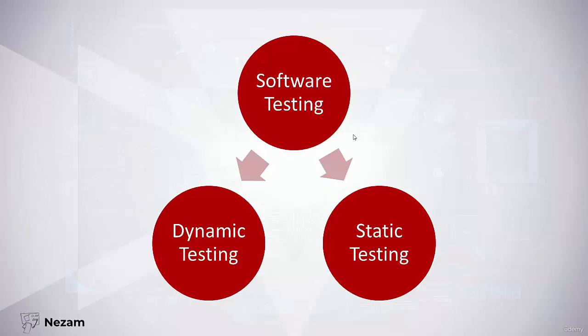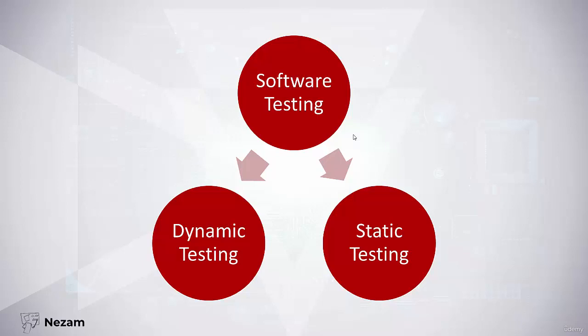Software testing also can be dynamic testing or static testing. What is the difference? Dynamic testing means that you execute the software. So if I execute my code, if I execute my system, if I open the website and do things inside it, or the Android application, the iOS, this is dynamic testing. It includes execution of the software.